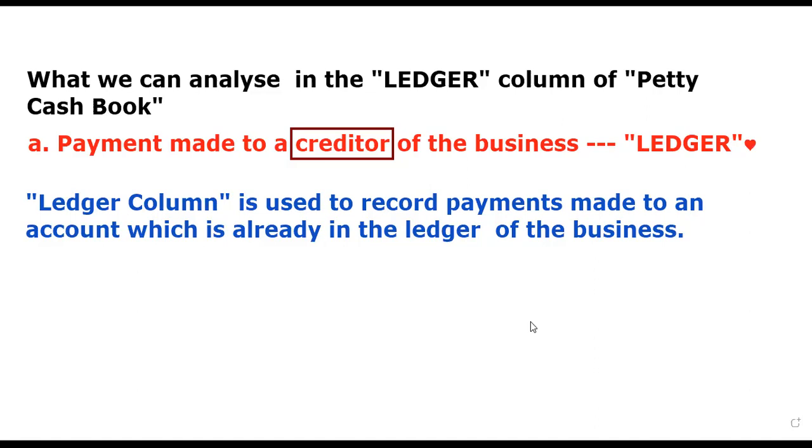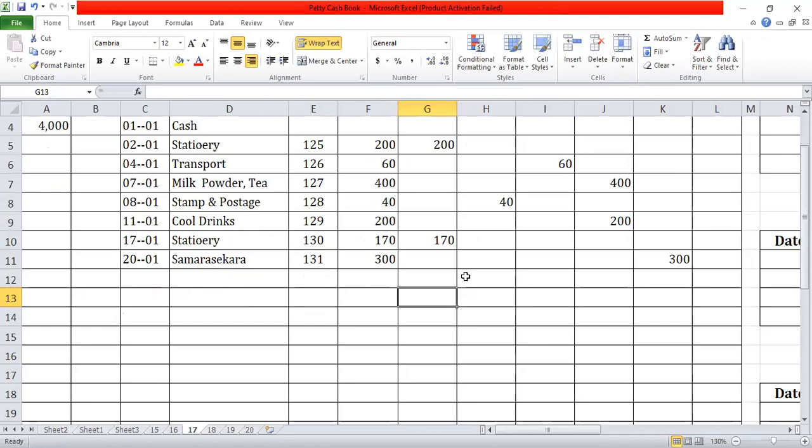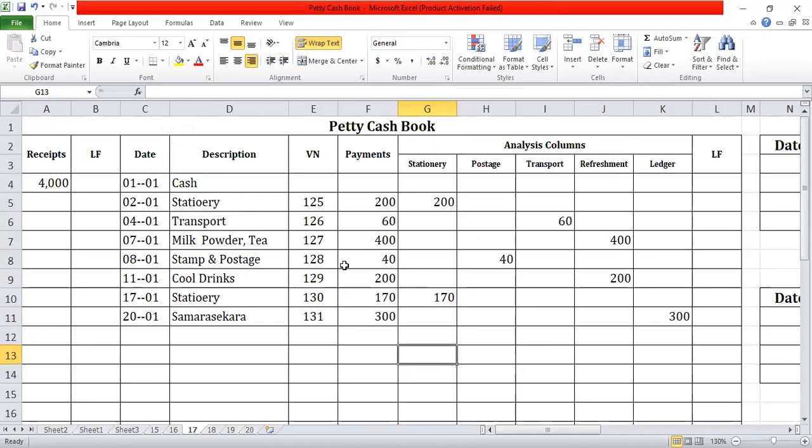According to the O-level syllabus, this is the most famous adjustment you will get. If a business has made a payment to a creditor, or sometimes if the business has paid a salary to an employee, you have to analyze that particular payment in the ledger column. Okay, students? I'm going to take you to the format again. So I have to analyze this payment on 20th paid to Samarasekara in the ledger column.